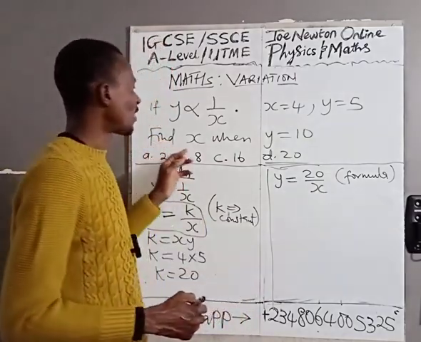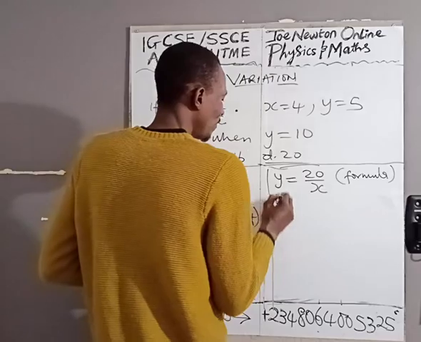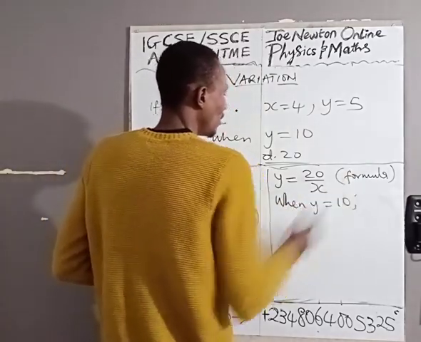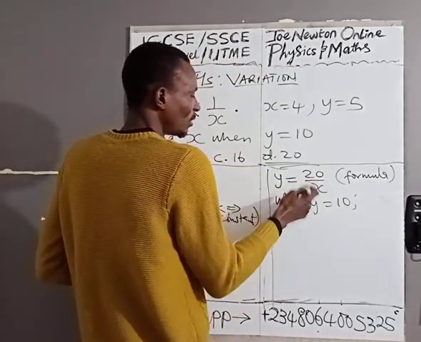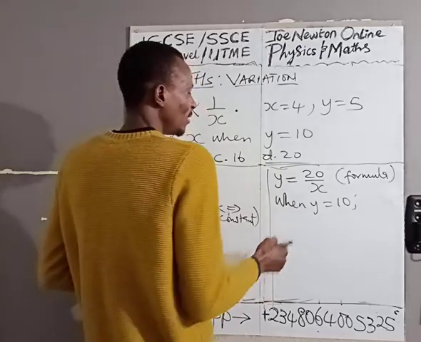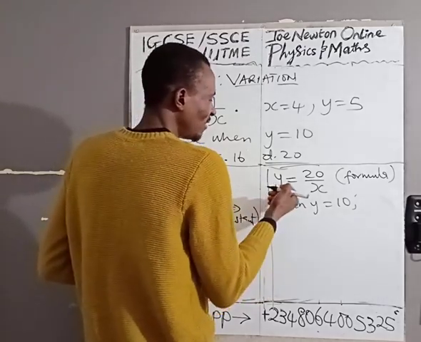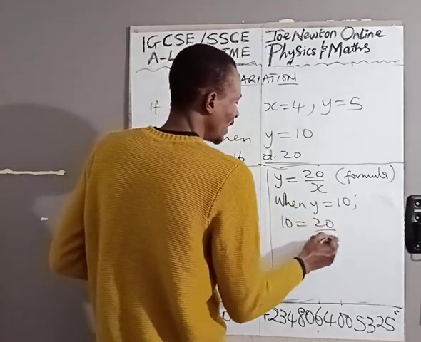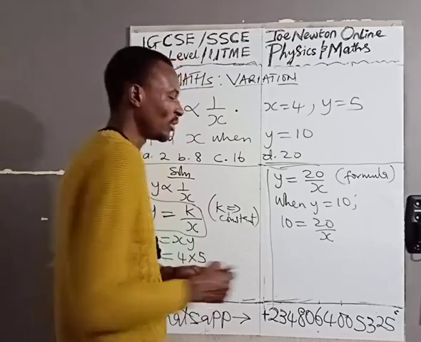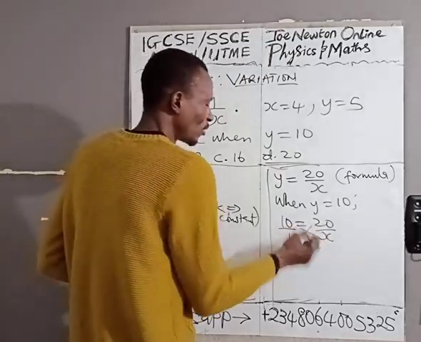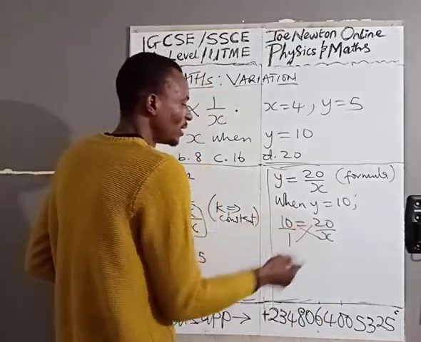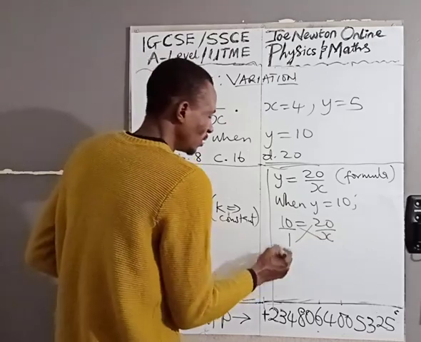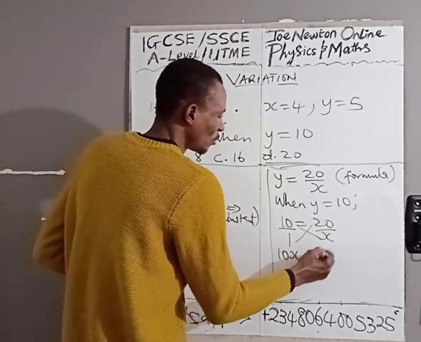Okay, we can now go further to answer the question specifically. We are asked to find x when y is 10. Therefore, when y is equal to 10, we now come to this equation and find the value of x. So we substitute in this equation. We have that 10 is equal to 20 over x. Can you see? You cross multiply. If I were you, I just cross multiply. So x times 10, I have 10x, 1 times 20, 20. So 10x is equal to 20.